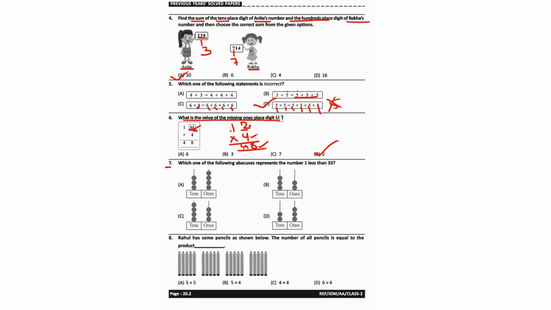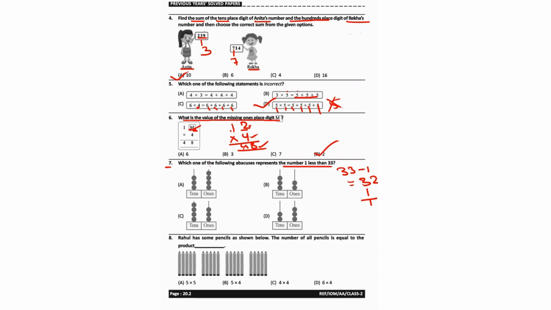Moving on to the 7th question, which one of the following abacuses represent the number 1 less than 33? What is 1 less than 33? 33 minus 1. That's 32. So if you check this, over here in the ones place, you have 2. And in the tens place, you have 3. So you need to find among the given options the abacus which represents 3 beads or 3 circles in the tens place and 2 circles in the ones place.